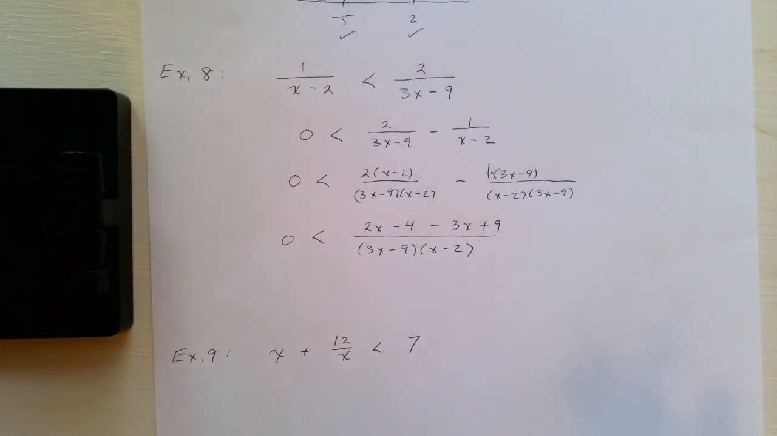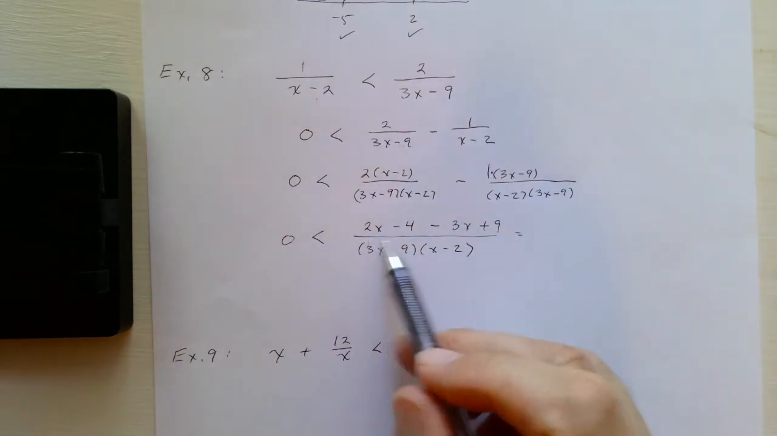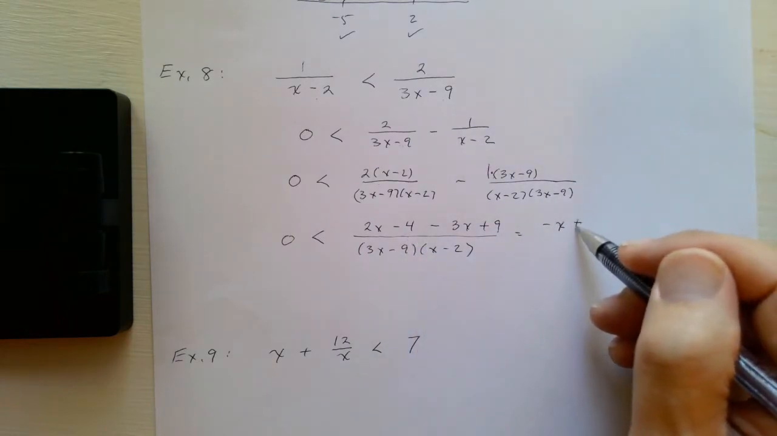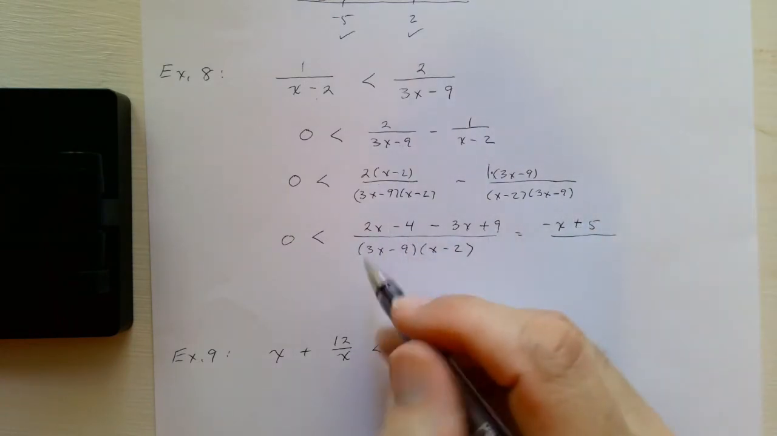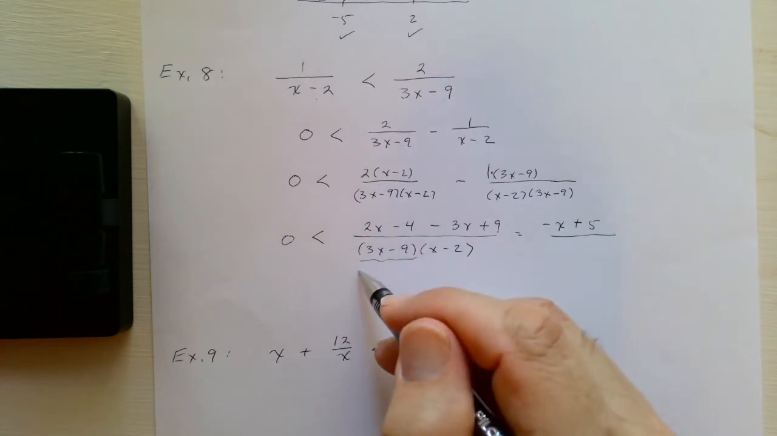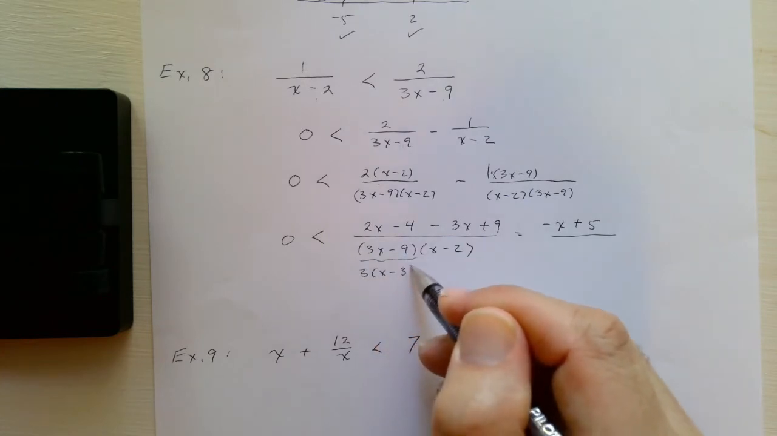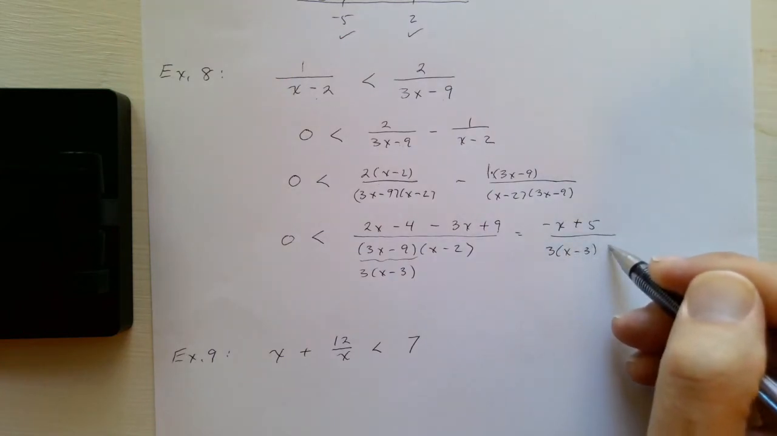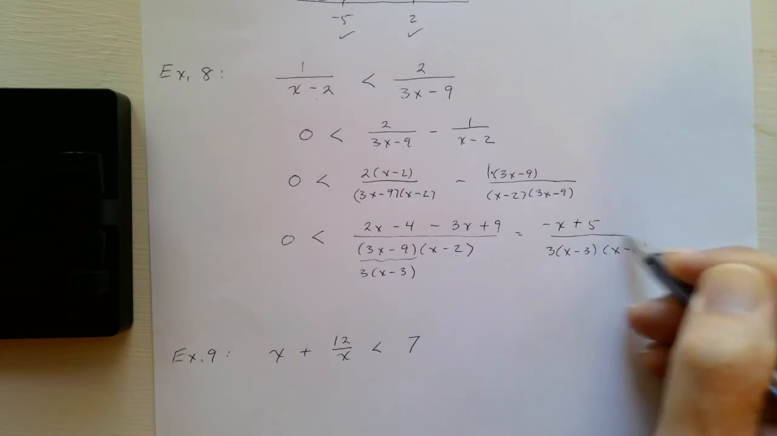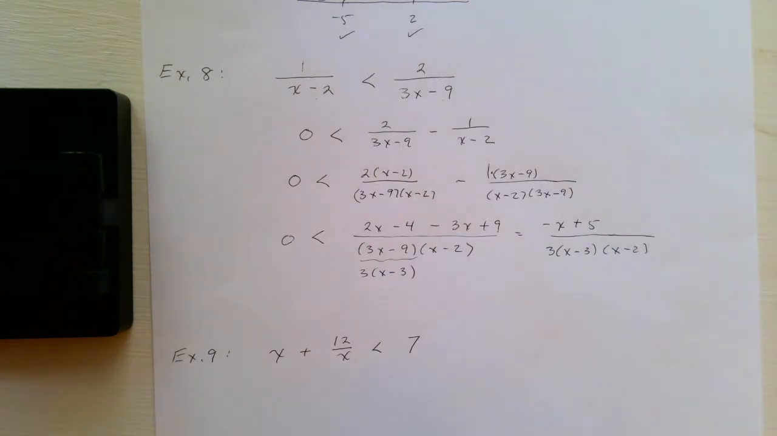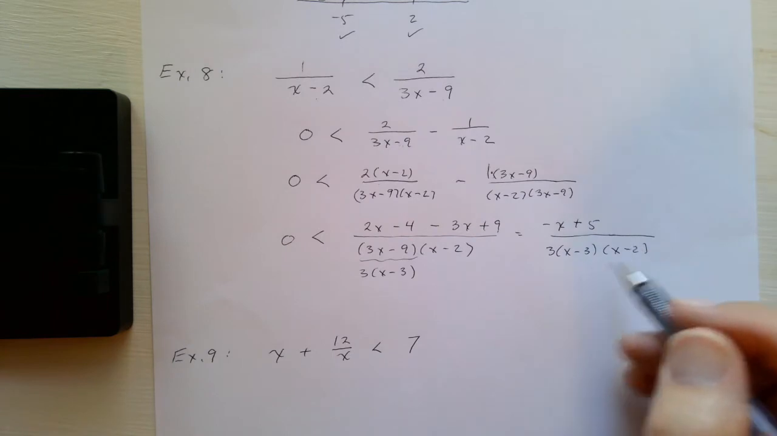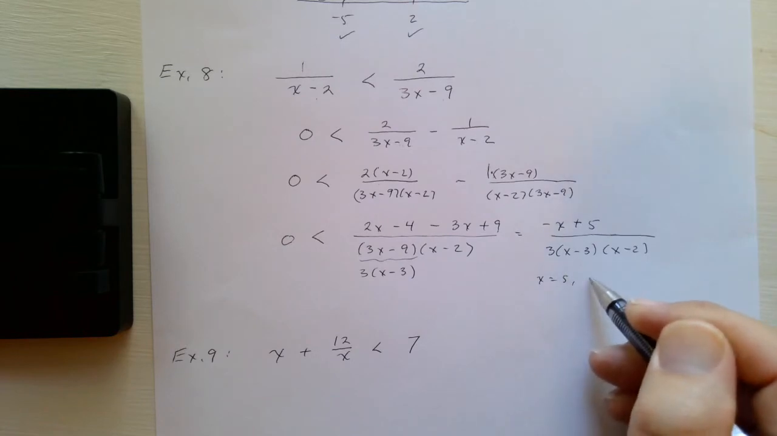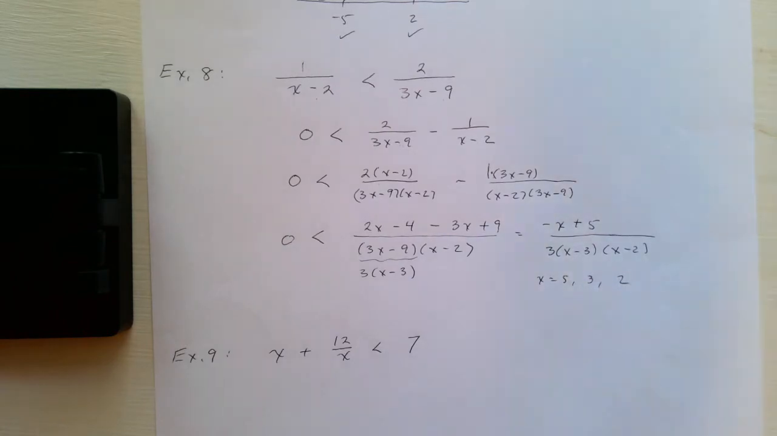So this will end up being 2x minus 3x is minus x, and then negative 4 plus 9 is positive 5. And we can rewrite this as 3 times x minus 3, because we can factor out a 3. So this will be 3 times x minus 3 times x minus 2. Okay, and we can see that the interesting points where the factors are 0 will be at 5, 3, and 2.